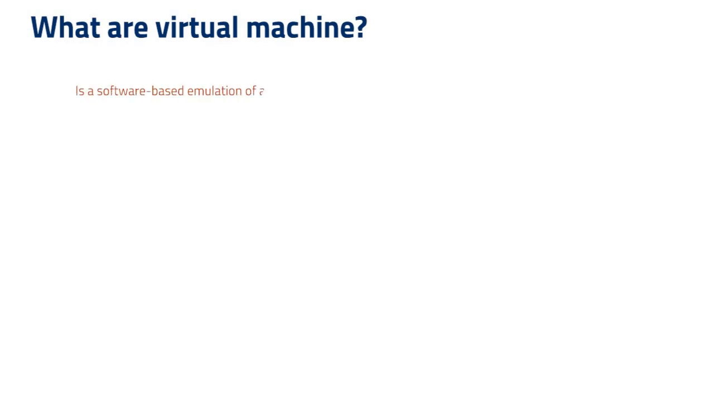A virtual machine is a software-based emulation of a physical computer. It functions like a real computer, running an operating system and applications, but it exists as a software entity within a host machine. Virtual machines allow users to run multiple operating systems on a single physical machine and offer benefits like resource optimization, application isolation, and security enhancements.